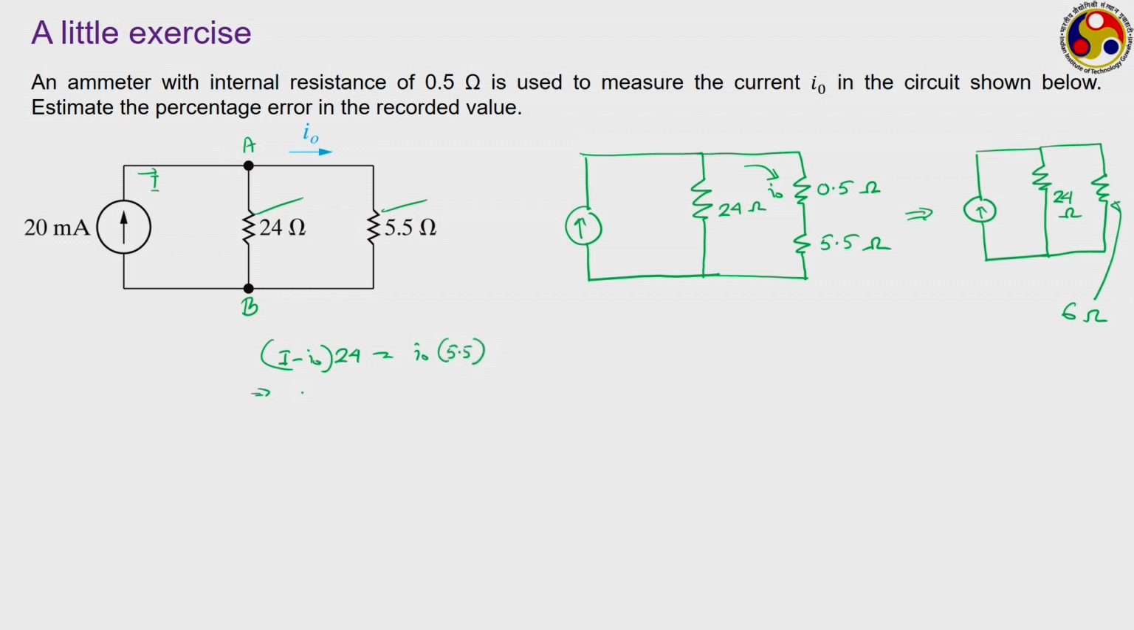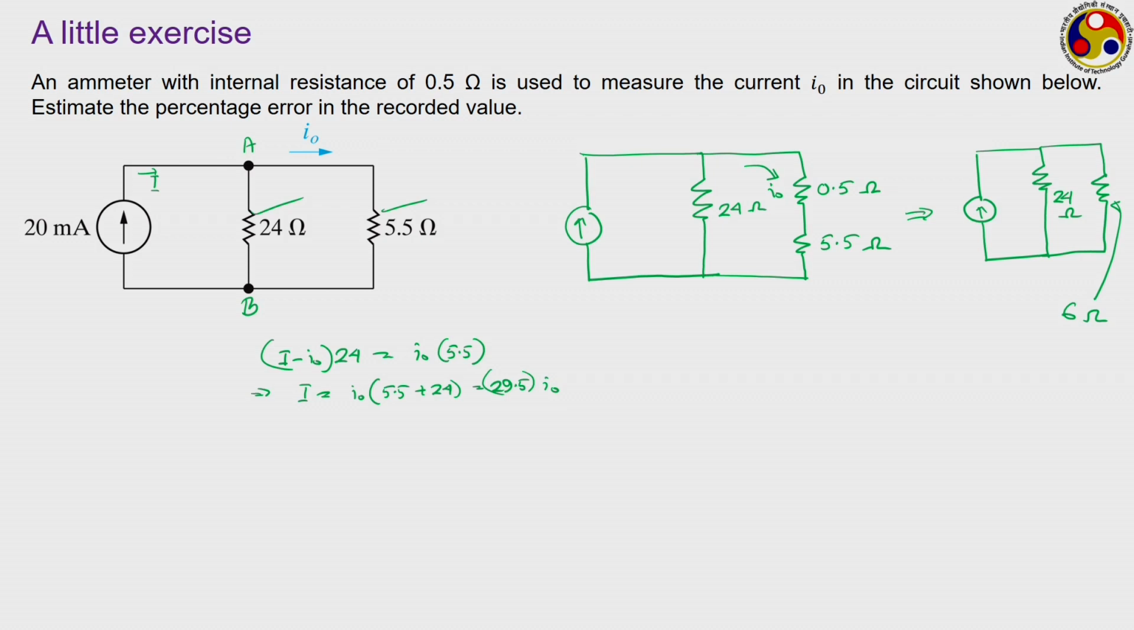and this implies I is equal to I naught into 5.5 plus 24, that is 29.5 into I naught. Now, how much is the I? How can we calculate the value of this I naught that we are looking to find, that is now related to I. Now, how can we calculate the I?